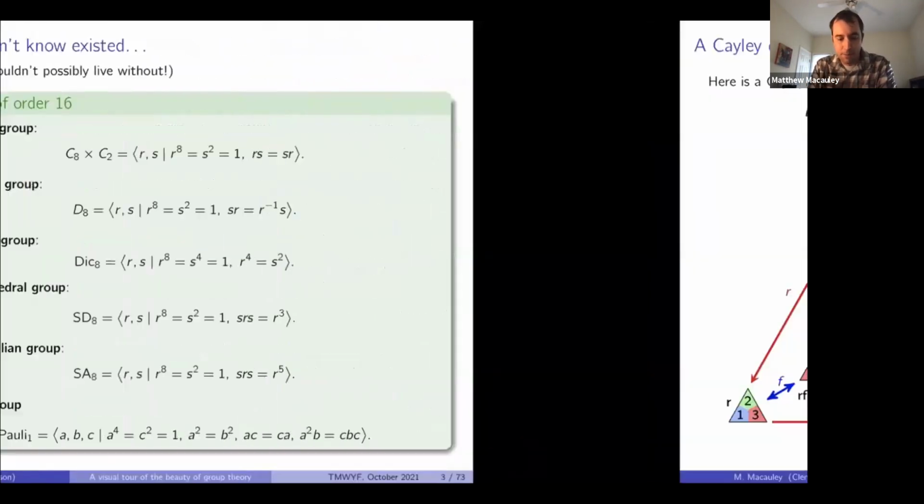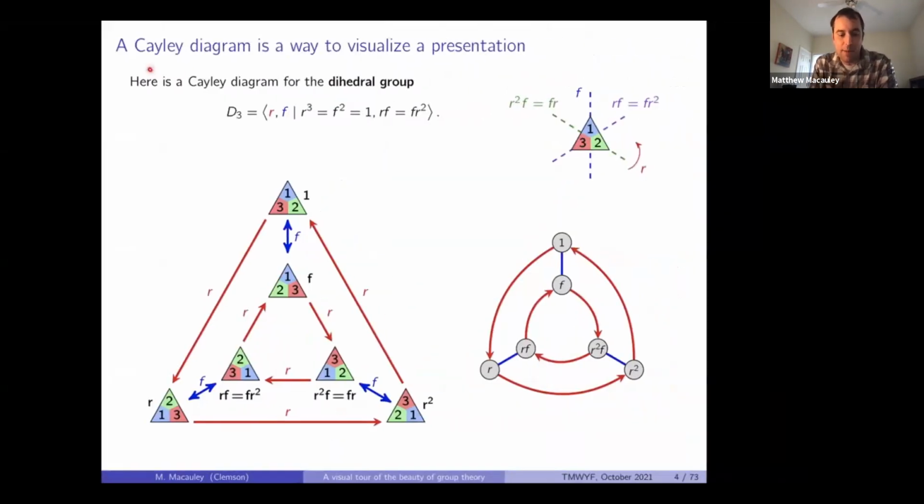Okay, so here's a Cayley diagram. This is what's called a Cayley diagram, and it's basically a visualization of a presentation. So, the symmetries of a triangle. Here's a triangle. There are 6 symmetries. You can rotate it 3 possible ways. You can reflect it 3 possible ways. And if you take this thing and you rotate and then reflect, that's the same thing as if you reflect and then rotate twice.